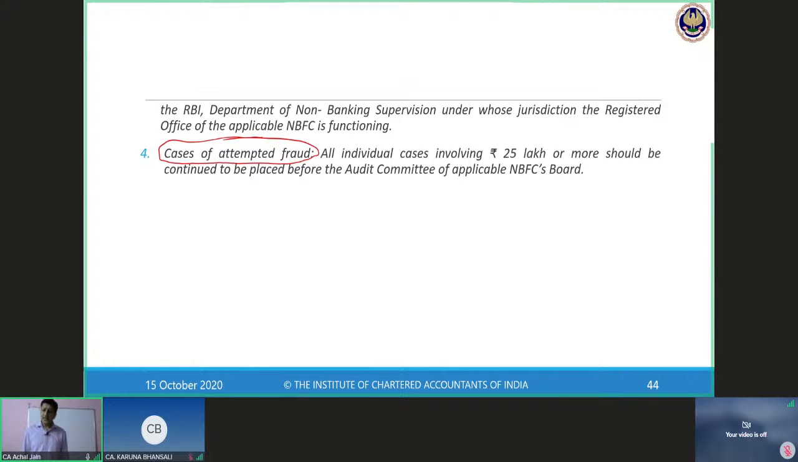All individual cases involving rupees 25 lakh or more should continue to be placed before the audit committee. And in fact, this is not only limited to 25 lakh. Even if the amount is less than 25 lakh, you will see these cases being discussed with the audit committee.